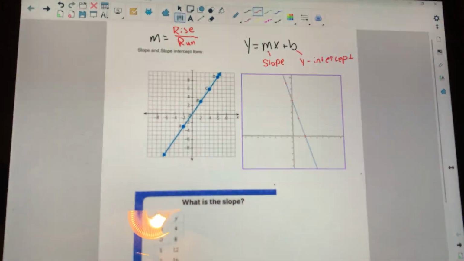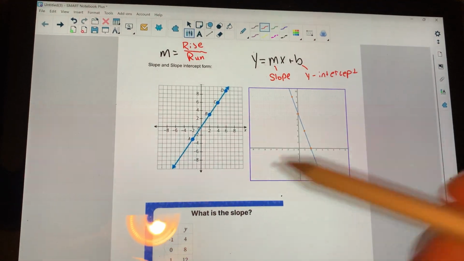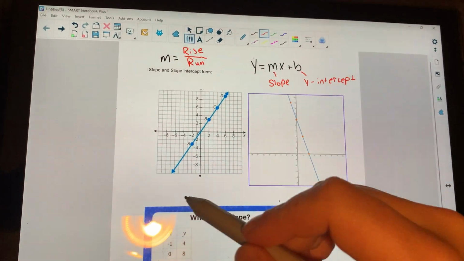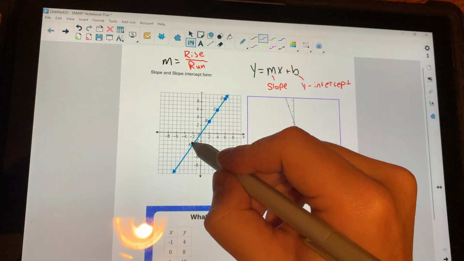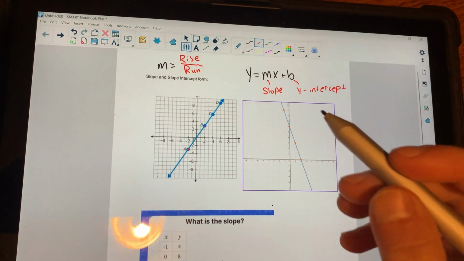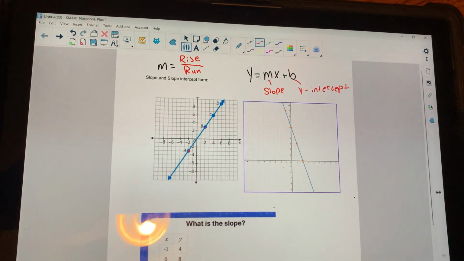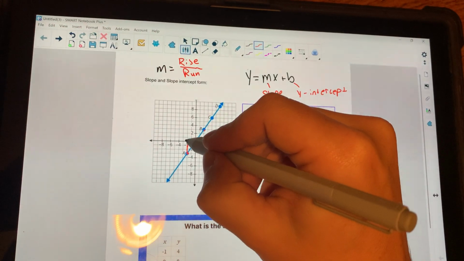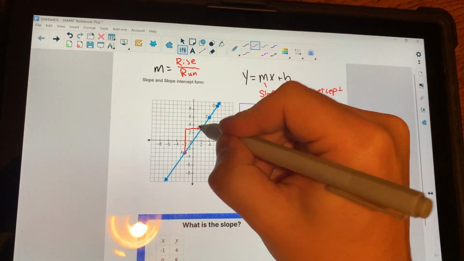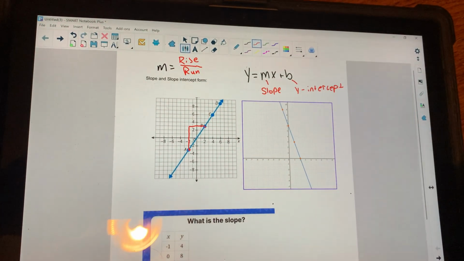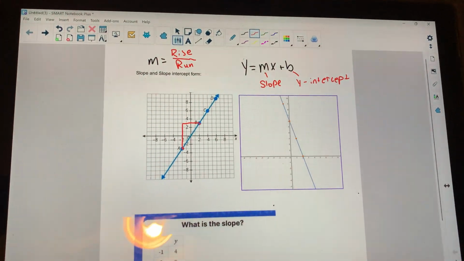So now we're going to take this graph here. I need to pick 2 points. Luckily, this one gives me some good ones. So I'm going to pick 2 of these points, and I am just going to do rise over run. So I'm going to make the triangle like we've been learning, and then I'm just going to see how many boxes this is going up.